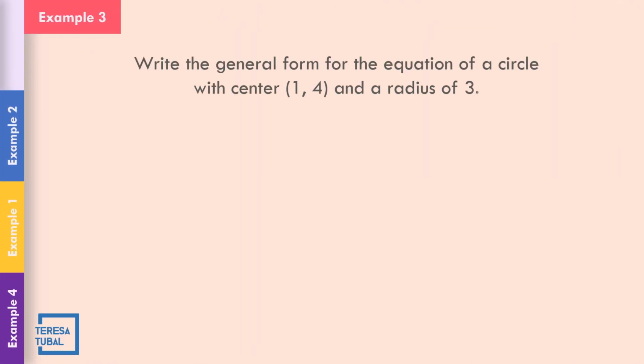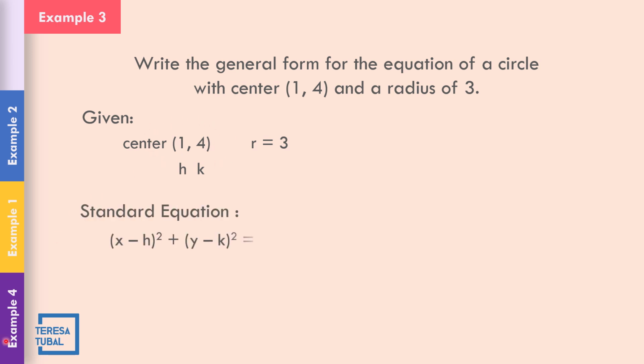How about example number 3? Write the general form of the equation of the circle with center (1, 4) and a radius of 3. If the center is (1, 4), it means h is 1 and k is equal to 4. And then the radius is equal to positive 3. As you can see, the center is not on the origin. It means it is case 2.